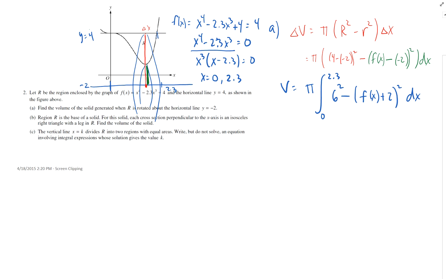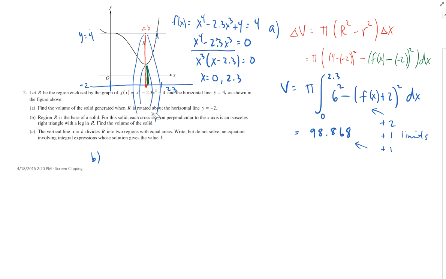Now, here's the expression, and I put this in my calculator, filling in f of x for the actual function. If you do that, you get 98.868. This whole part is worth 4 points: 2 points for the integrand, 1 point for the limits, and 1 point for the answer. Okay? Part B.